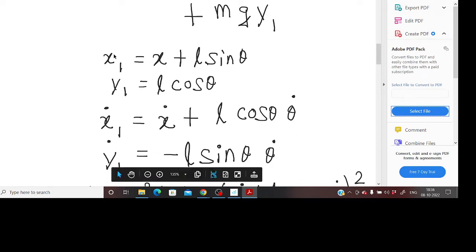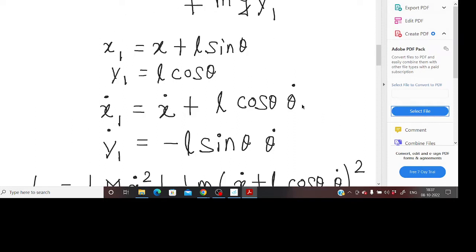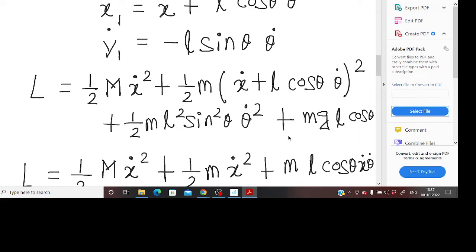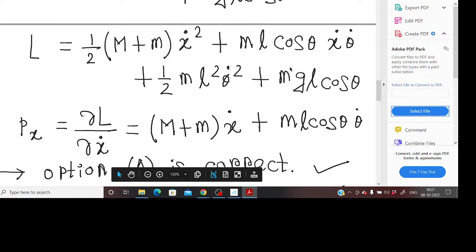So what will be x1 dot? x1 dot will be x dot plus L, which is constant, then differentiation of sin theta which is cos theta, then differentiation of theta with respect to time which is theta dot, right? Similarly, what will be y1 dot? y1 dot will be minus L sin theta into theta dot. Here L is constant again. So just replace x1, y1, x1 dot and y1 dot in the expression of the Lagrangian and then simplify it. Okay, then I have obtained this equation.